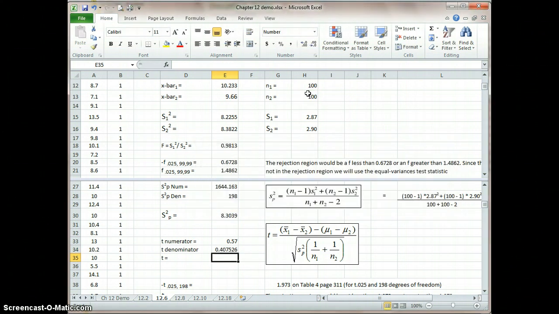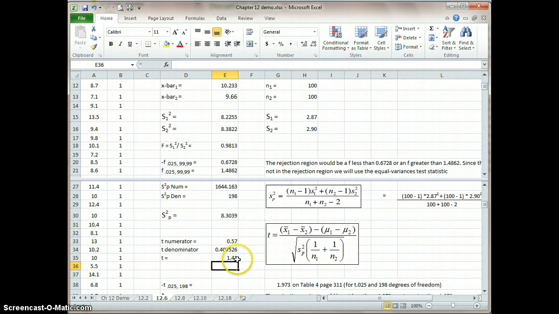It didn't like part of it, but it still calculated it for me at 0.407526. And now to give me the t statistic, just divide the numerator by the denominator, and I get 1.41.